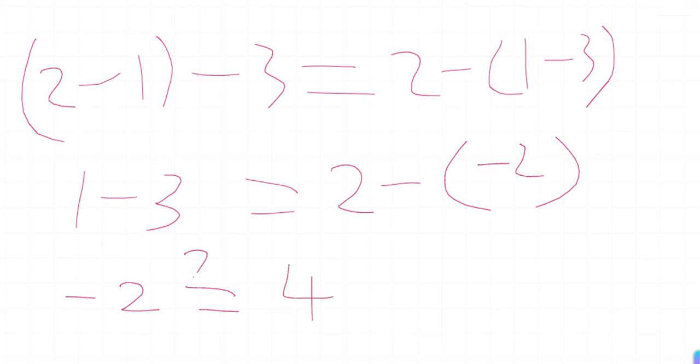So if we should look at it, we will not get the same answer. So subtraction is not associative. It doesn't work under the associative law. Let's look at division in the same way.